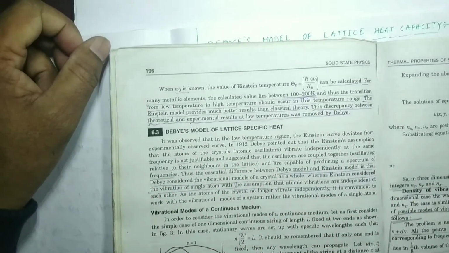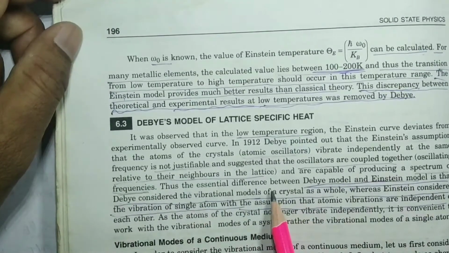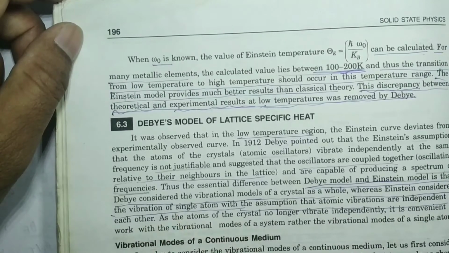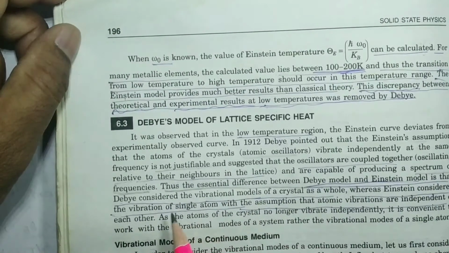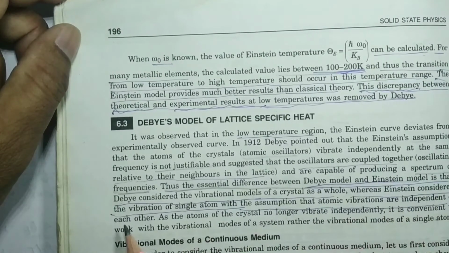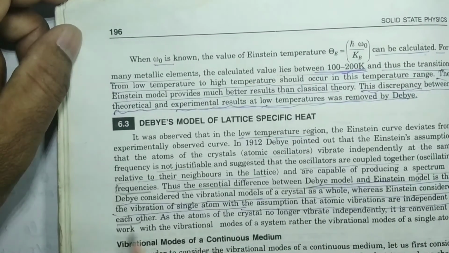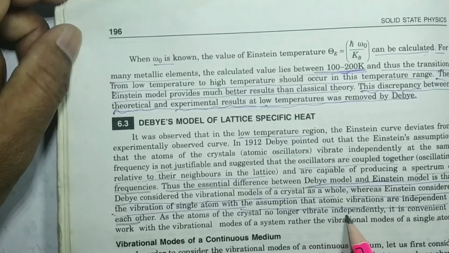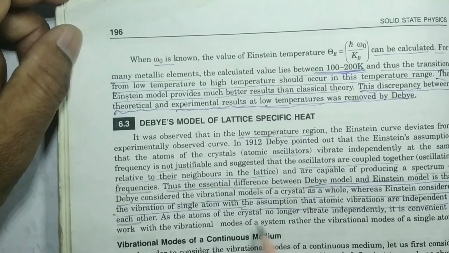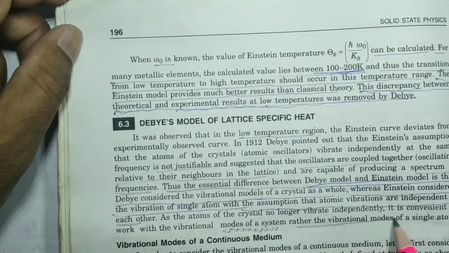Thus the essential difference between the Debye model and the Einstein model is that Debye considered the vibrational mode of the crystal as a whole, whereas Einstein considered the vibration of a single atom with the assumption that atomic vibrations are independent of each other. As the atoms of the crystal no longer vibrate independently, it is convenient to work with vibrational modes of a system. This is important: the vibrational mode of the system rather than the vibrational mode of the single atom.